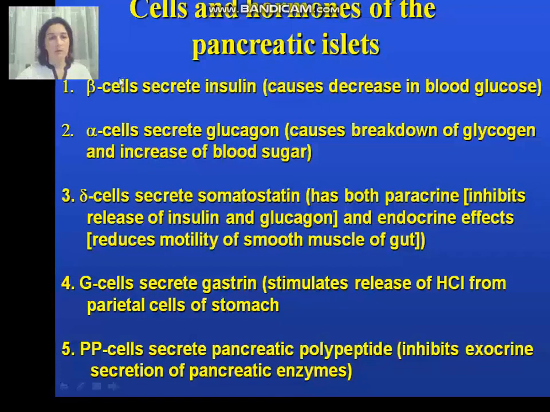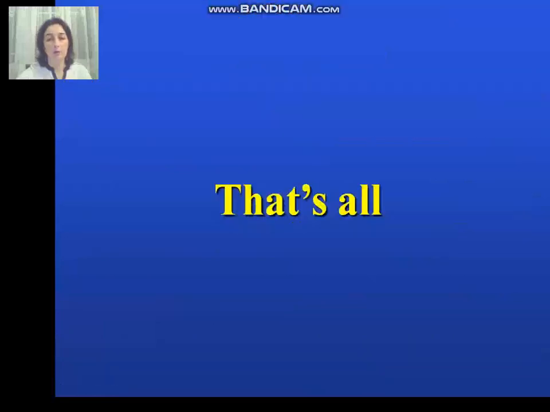Here we are looking at the beta cells, insulin producing cells, alpha cells, glucagon producing cells, delta cells, somatostatin, G cells, gastrin, and PP cells, which produce pancreatic polypeptide. Each of these hormones has their own activity on the body functions.